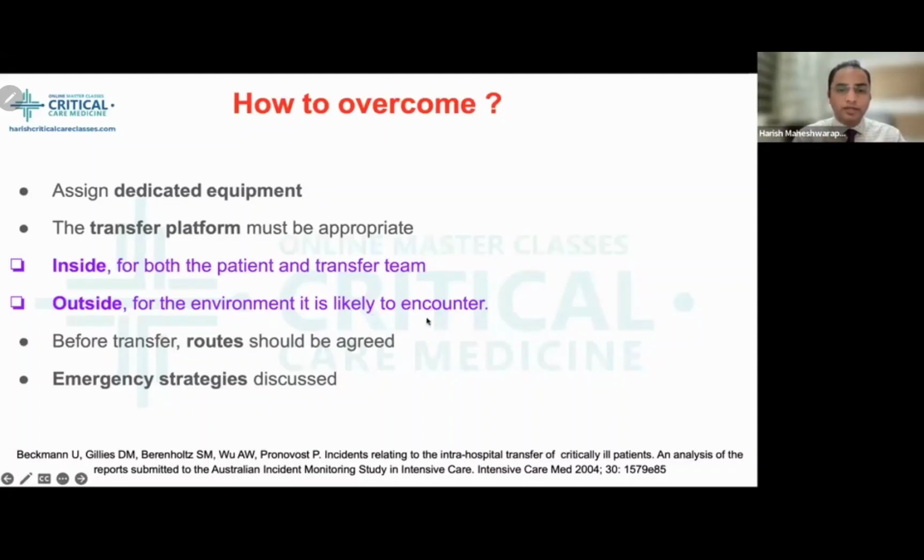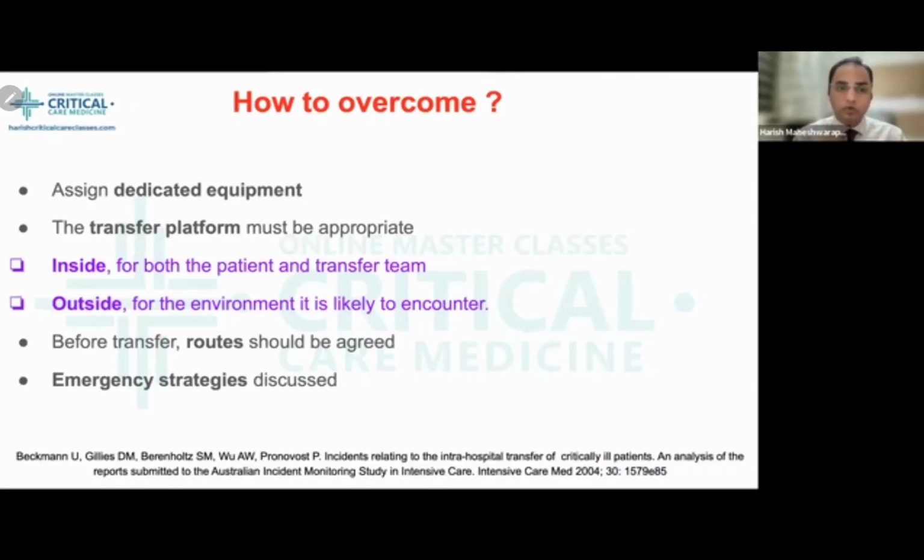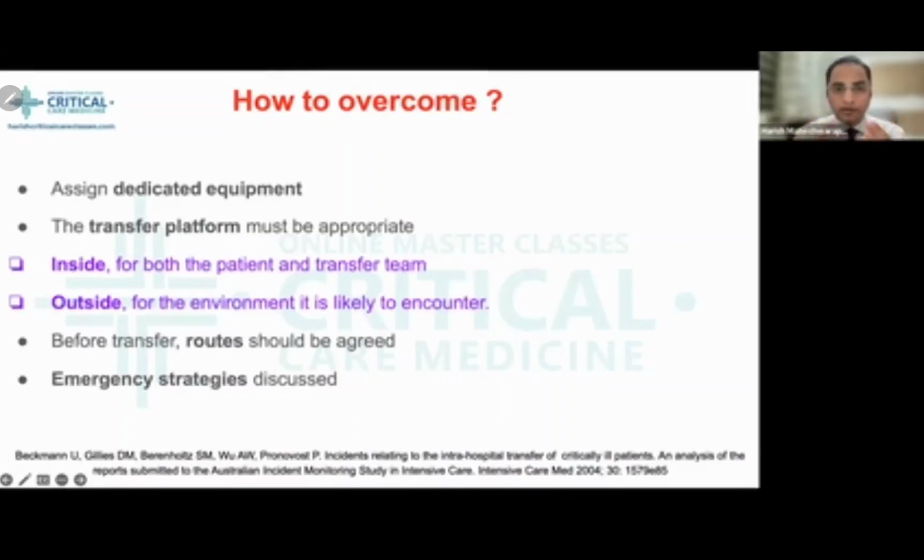Outside, consider the environment the team is likely to encounter. It means whether we are transferring a patient through a hilly region, or a road is not appropriate, or through a village. All those things you have to plan very well in terms of route selection. Before transfer, the route should be agreed among the transfer team, the referring hospital and the receiving area. Emergency strategies should also be discussed.